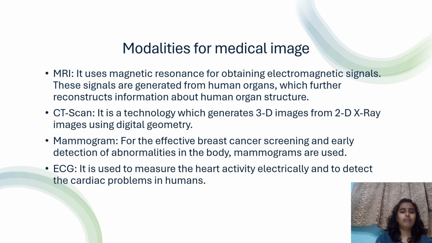First we can see what is MRI. It uses magnetic fields for obtaining electromagnetic signals. These signals are generated from human organs, which further reconstruct information about human organ structure. CT scan is a technology which generates 3D images from 2D X-ray images using digital geometry, used for effective breast cancer screening and early detection. Next is ECG. It is used to measure the heart activity electrically and detect the cardiac problems in humans.